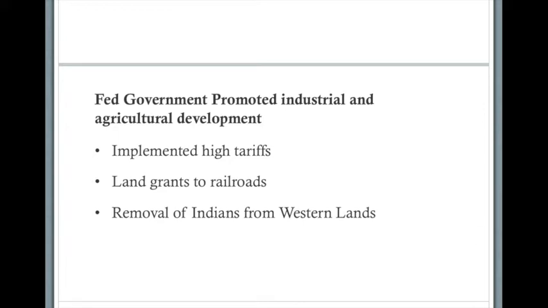The federal government will also issue lands for railroads. And it also will be instrumental in removing Indians from Western lands. This had actually been going on for quite some time during the early 1800s and into the late 1800s. And by the time we reached the late 1800s, Indians were living on reservations.